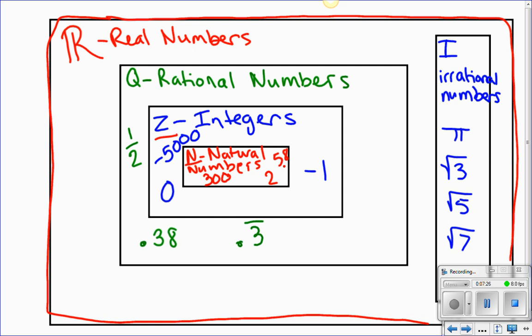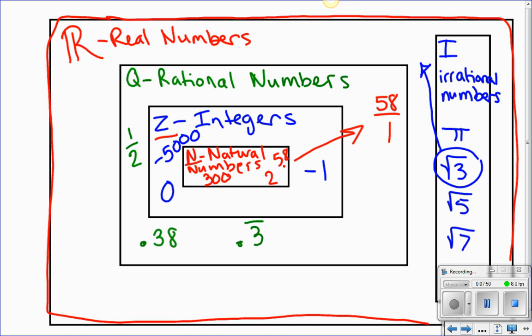Okay, so as we move outside of the diagram, 58 is a natural number, it's also an integer, it's also a rational number because we can write it as 58 over 1, right? And of course it's a real number. The square root of 3 is an irrational number, and then as we move outside of the diagram, it's also a real number.